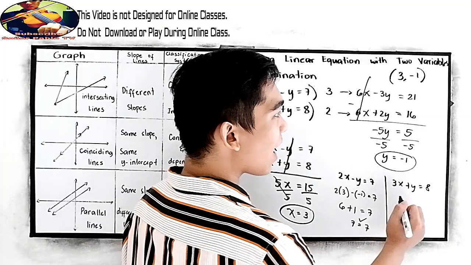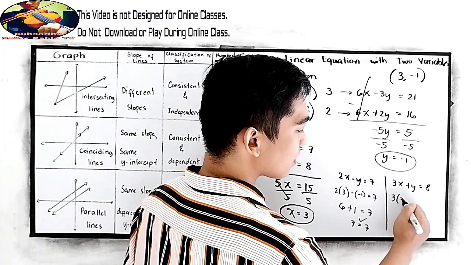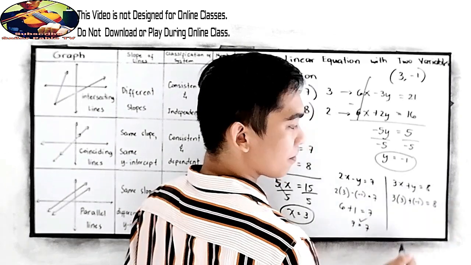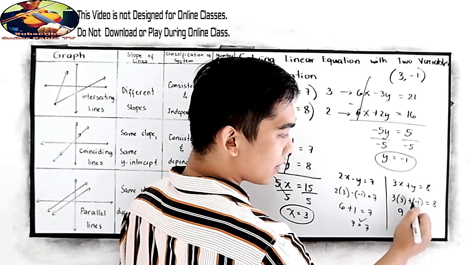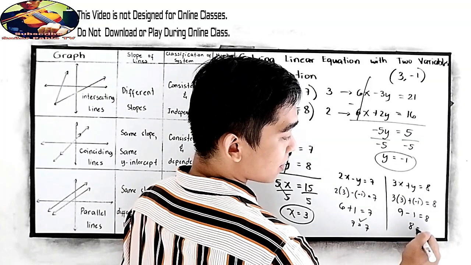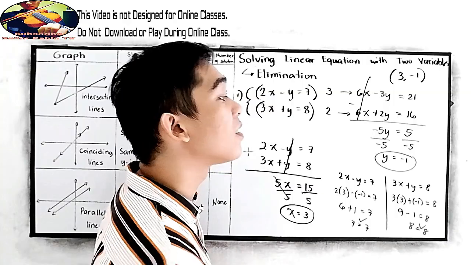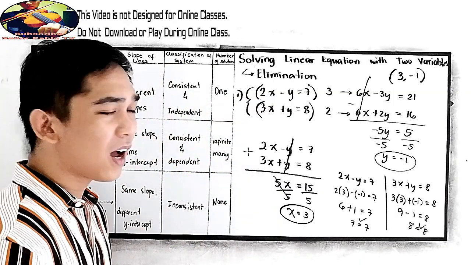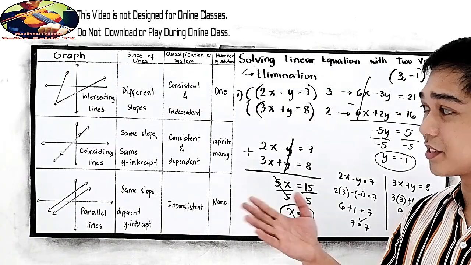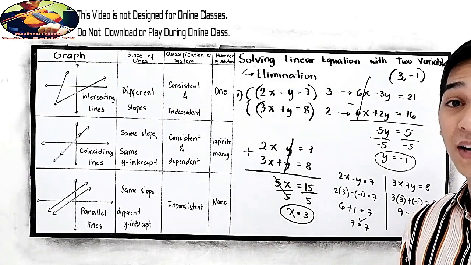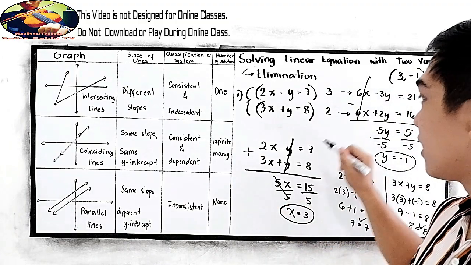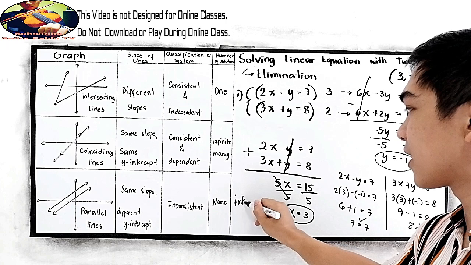True. Now, 3 times 3 plus negative 1 is equal to 8. 3 times 3, that is 9, minus 1 is equal to 8. So 8 is equal to 8. Okay, correct. True. Now, if the question asks you, determine the graph. Is it intersecting, coinciding, or parallel? So since we have one solution, it is intersecting. Intersecting line.